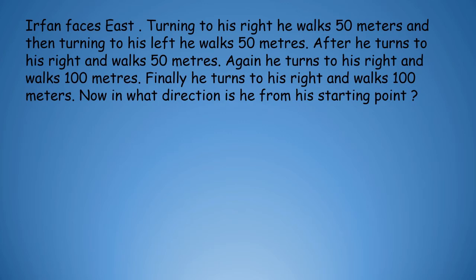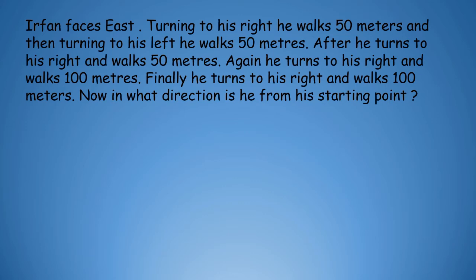The question is, Irfan faces east. Turning to his right, he walks 50 meters, and then turning to his left, he walks 50 meters. After he turns to his right and walks 50 meters, again he turns to his right and walks 100 meters. Finally, he turns to his right and walks 100 meters. Now in what direction is he from his starting point? Pause the video now to solve by yourself. If you want to see the answer, let's start.